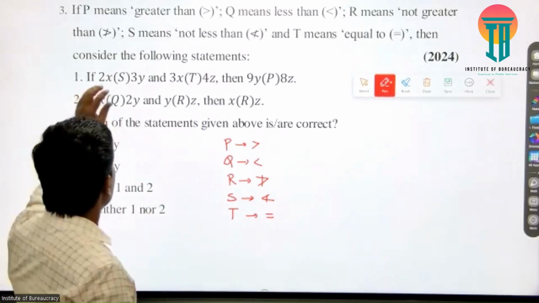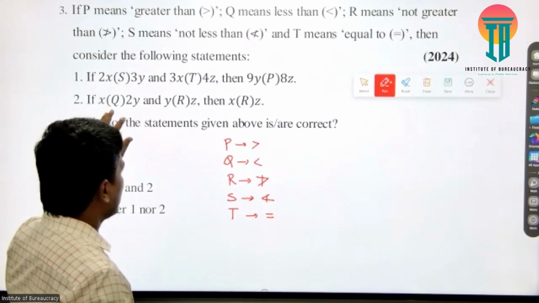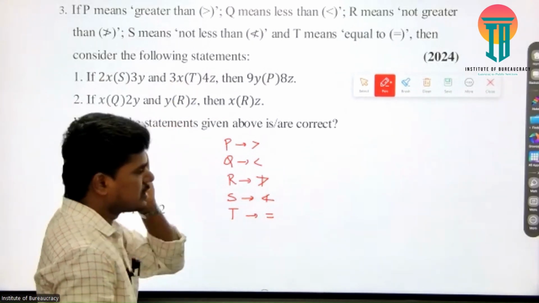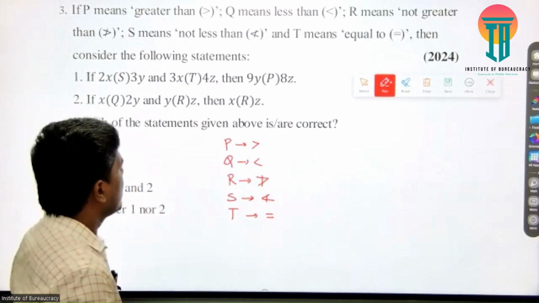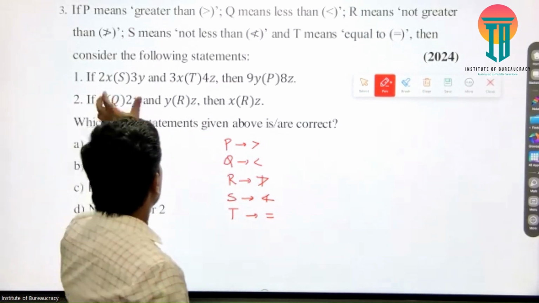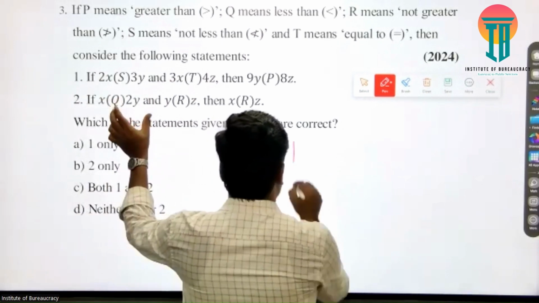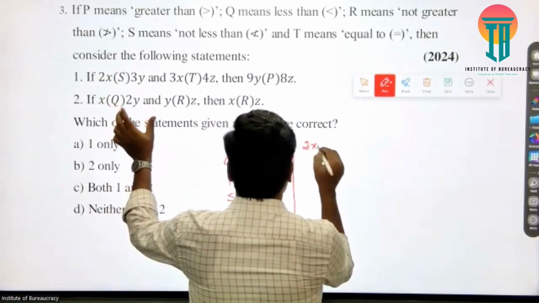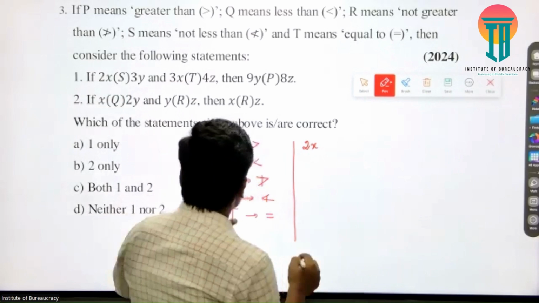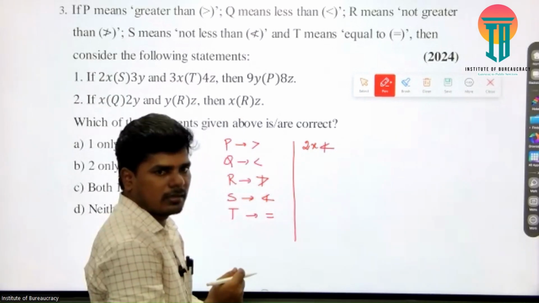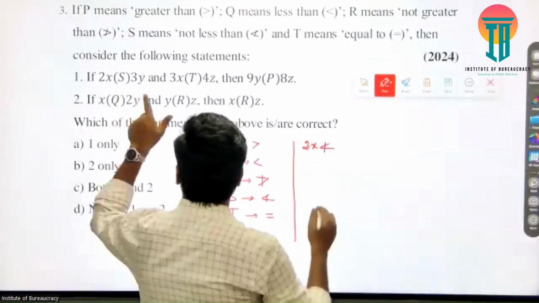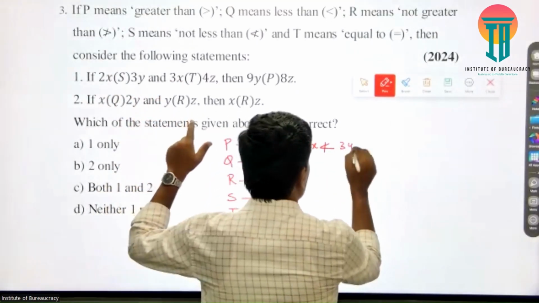Okay. Now, whether these two statements are right or wrong, that's what, which of the above statements right or wrong, that's what you have to check. Let's check whether they are right or wrong. First statement, what is that we have? We have that 2x, yes, yes means what? Not less than. Okay, 2x not less than 3y.